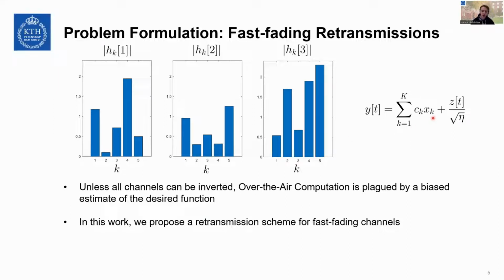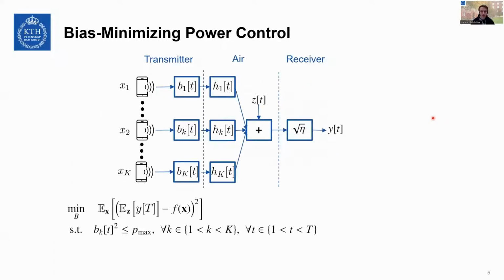With that in mind, we've made a problem formulation that looks like this. Here we have the same system model as before, but now if you look at the optimization problem, you can see that we take the expectation over the noise within this parenthesis, thereby forming the squared bias as the optimization function. Another difference from the state of the art is that we now have a matrix of pre-transmission scalars rather than a vector, since we have both a device and a time index for each of our retransmissions.